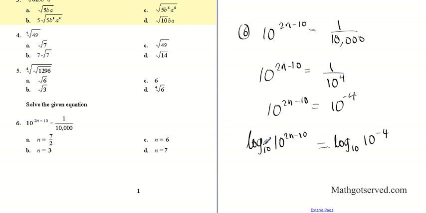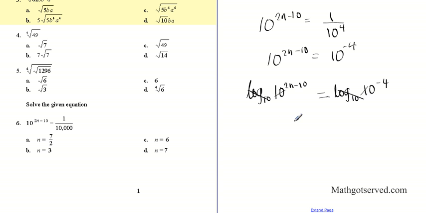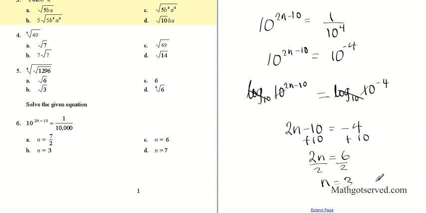Okay? The log base 10 and the 10 cancel out, so we're going to be left with 2n minus 10 equals negative 4. Alright? To get n by itself, I'm just going to add 10 to both sides and then divide by 2. So add 10, we have 2n equals 6, then divide by 2, and your final answer: n equals 3. So the answer to number 6 is B.